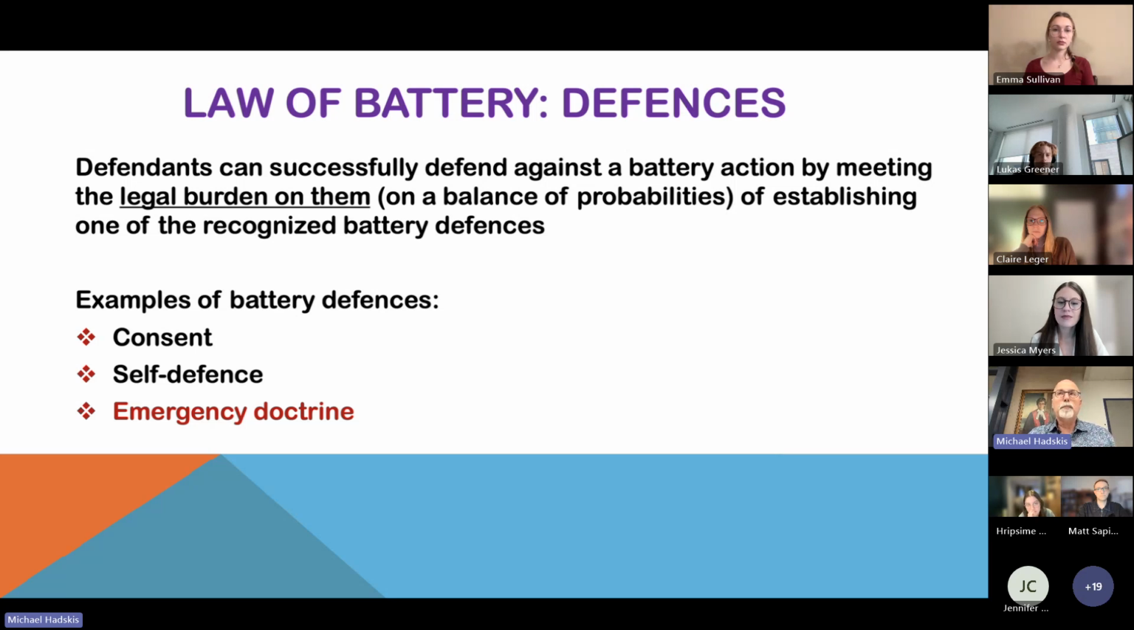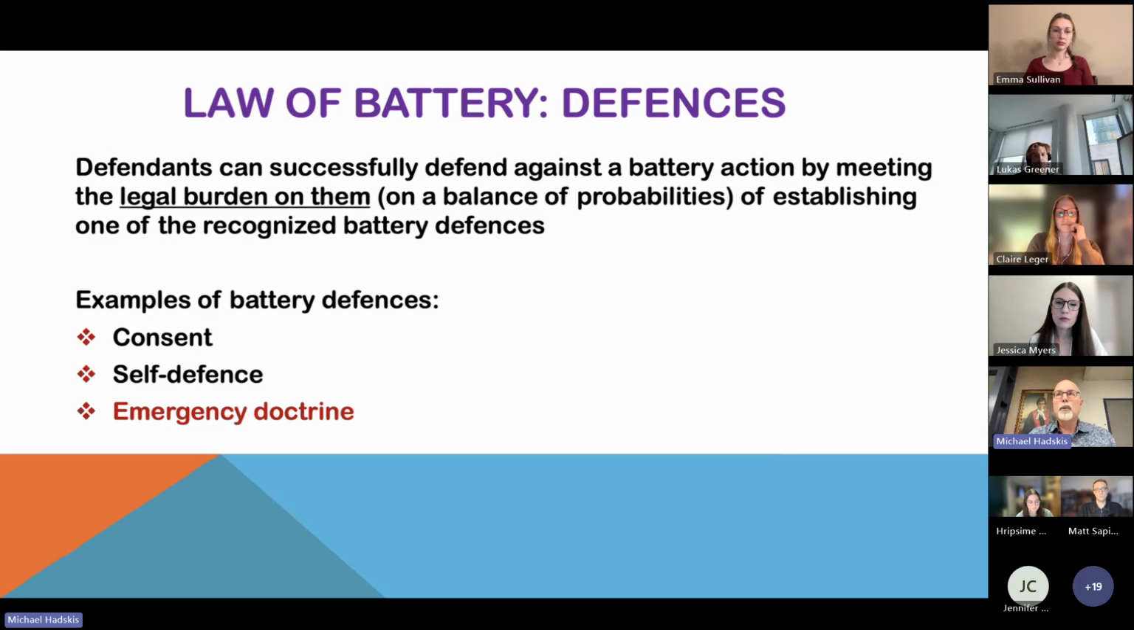Once the plaintiff has proven what they need to prove, then the burden switches to the defendant, on a balance of probabilities, so more likely than not, to establish one or more defenses to battery. There are several defenses to battery. I've listed only 3 here. The first one is consent. And so one can consent to bodily interference with their bodily integrity.